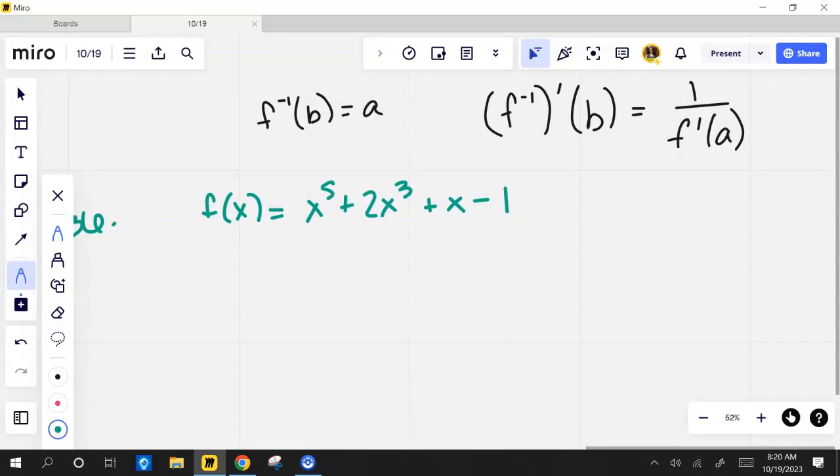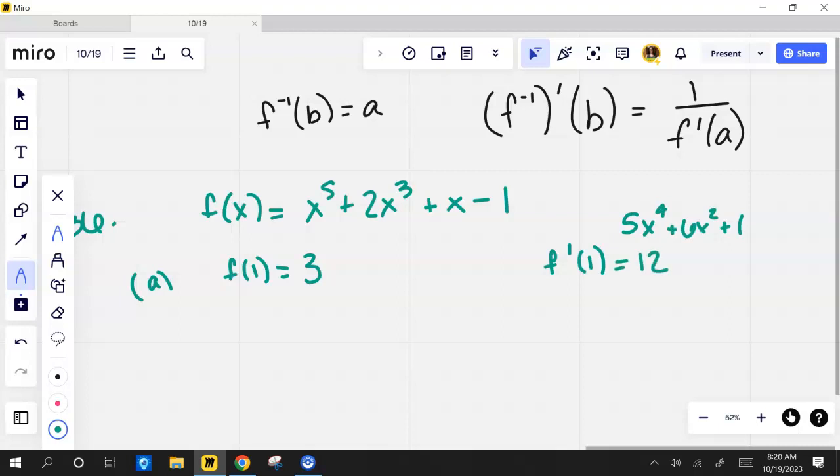All right. So it says find first for part A, find f of 1, and then find f prime of 1. So f of 1 is easy enough, right? I know y'all didn't need A, but I'm going to do A anyway. 1 plus 2 plus 1 minus 1 would be 3. F prime of 1, so derivative would be 5x to the 4th plus 6x squared plus 1, so that'd be 5 plus 6 plus 1, 12. All right? All right, so then part B.